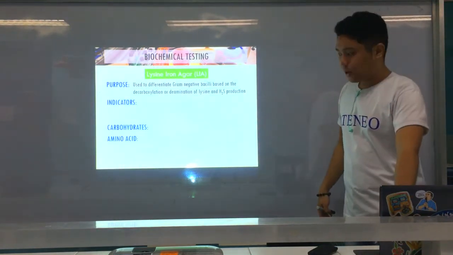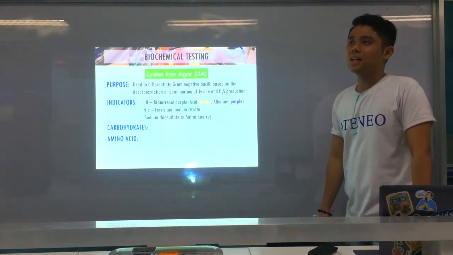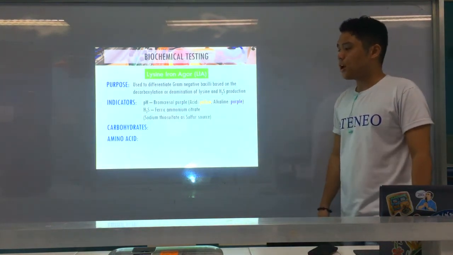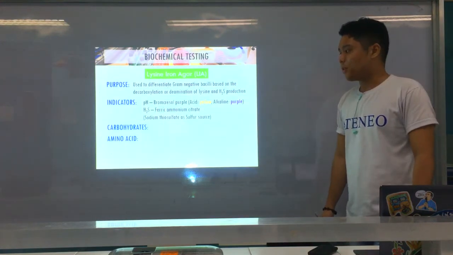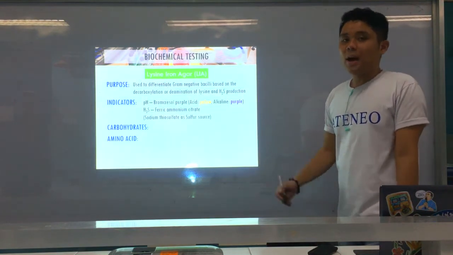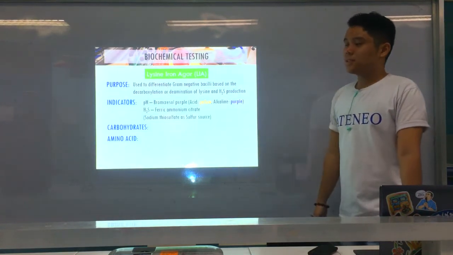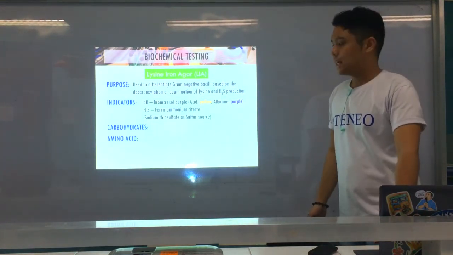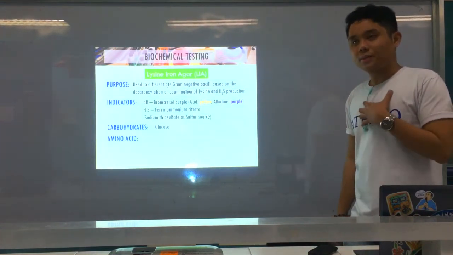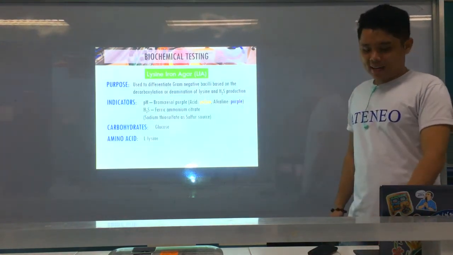And also H2S production. Now, for indicators, this time it's bromcresol purple. Very characteristic of lysine iron agar, it's color purple because of bromcresol purple. If acid, yellow; if alkaline, purple. Same for H2S: ferric ammonium citrate, with sodium thiosulfate as the source of sulfur. To visualize H2S production, we add ferric ammonium citrate to create a black precipitate. The carbohydrate is only glucose, because we're not mostly after carbohydrate utilization. It's more on lysine, our amino acid, L-lysine.